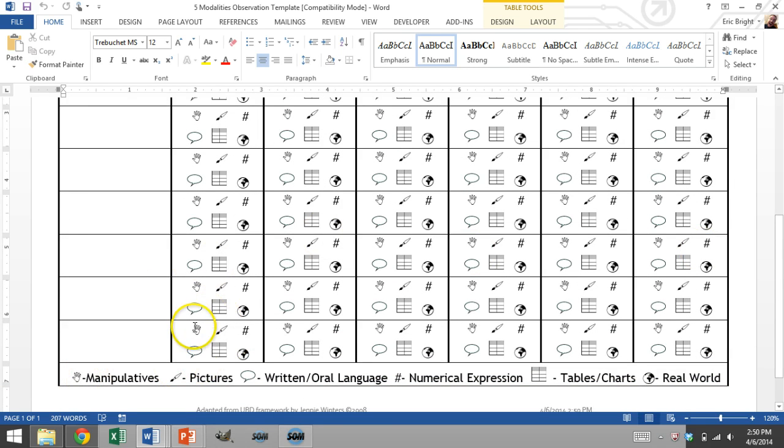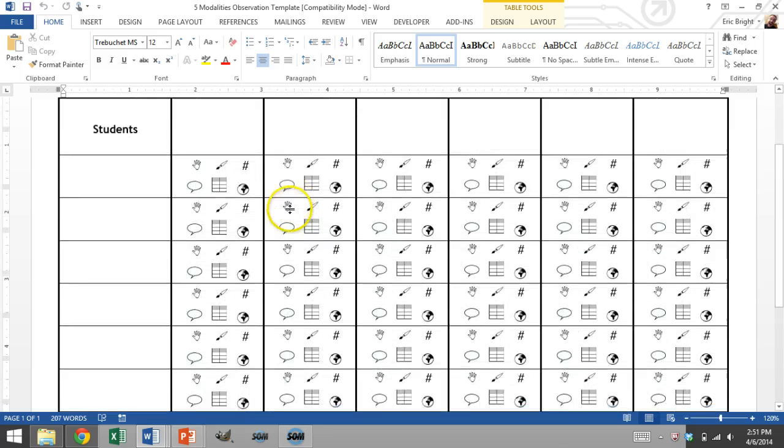So we've got manipulatives. Can they represent the math situation with manipulatives? Can they draw a picture of it? Can they put a numerical expression to it? Can they write it out in words with written and oral language? Can they express it in a table or a chart? And can they put it into some sort of context in a real world situation? So again, this is hopefully a quick look at how students are doing, that you can say, man, nobody's got the globes circled. Everybody's got all these other ones circled.